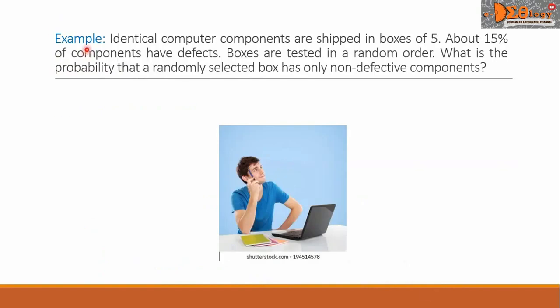Let us see this example. Identical computer components are shipped in boxes of 5. About 15% of components have defects. Boxes are tested in a random order. What is the probability that a randomly selected box has only non-defective components?